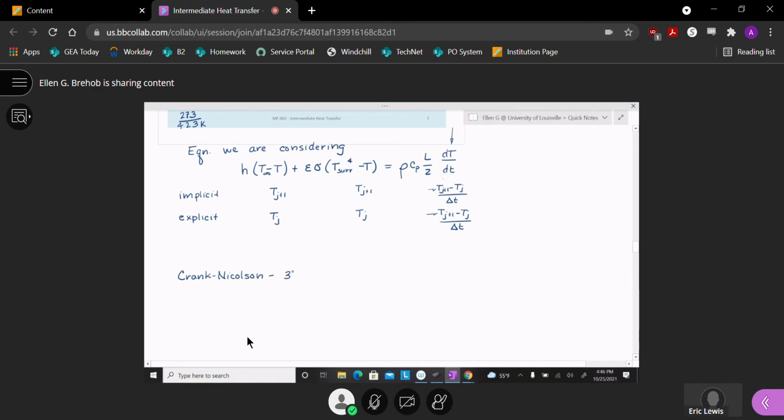Dr. Brehab, should the temperature in the radiation portion of the equation be T to the 4? Yes? Sorry?